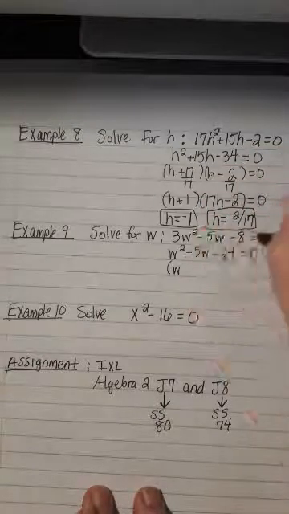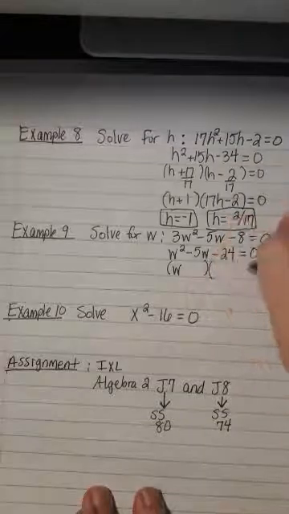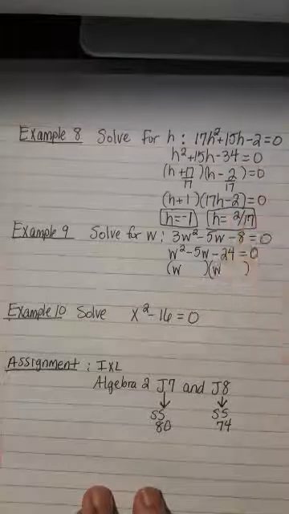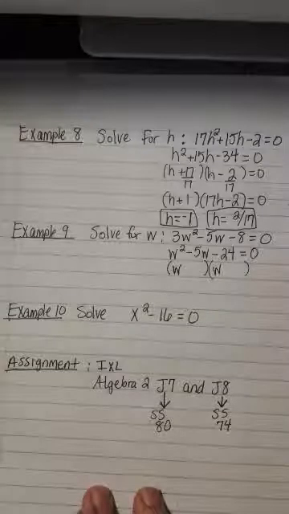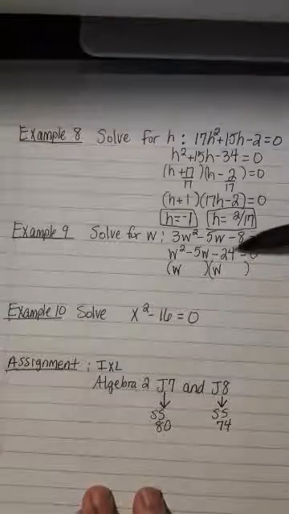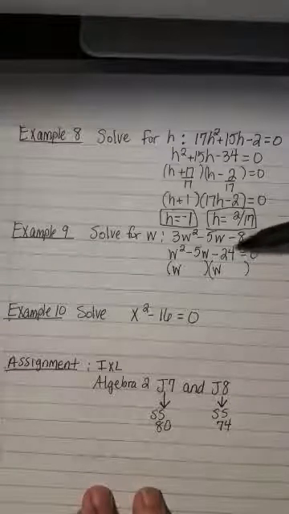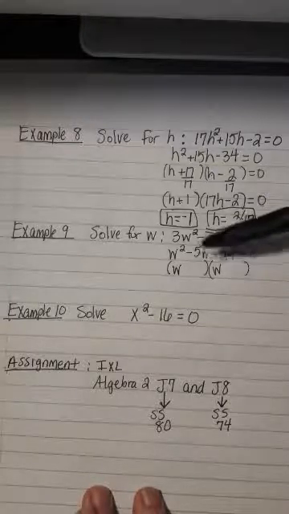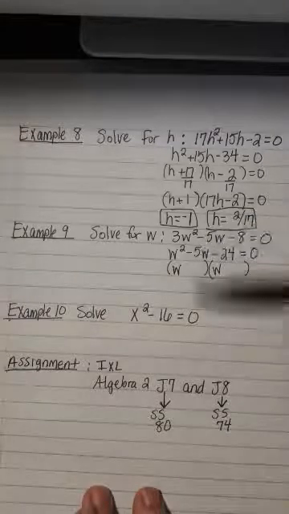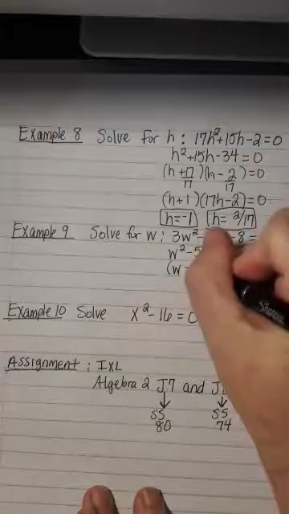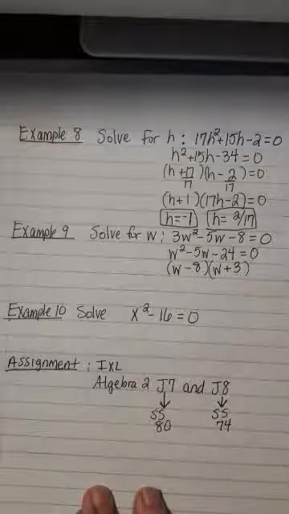Okay, so we're trying to multiply two numbers together to get negative 24, and we are trying to add them to get positive 5. So think of all the factors of 24. 8 times 3 is 24, right? And then you can add 8 and 3 as long as one of them is negative to get negative 5. So it'll be minus 8 and plus 3.